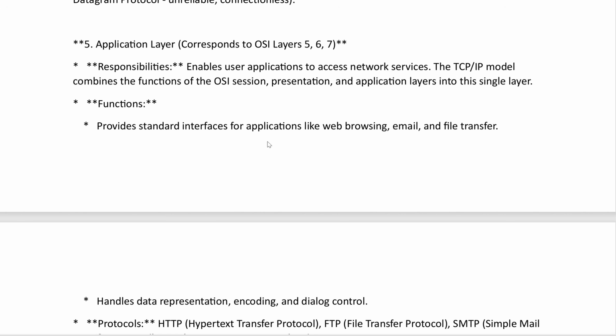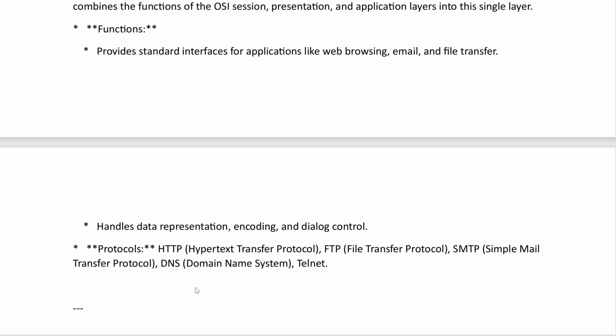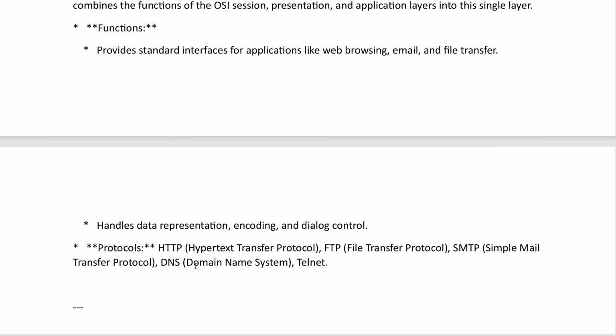The application layer provides standard interfaces for applications like web browsing, email, and file transfer. The application layer handles data representation, encoding, and dialog control. Protocols supported in the application layer are Hypertext Transfer Protocol (HTTP), File Transfer Protocol (FTP), SMTP (Simple Mail Transfer Protocol), DNS (Domain Name System), and Telnet.